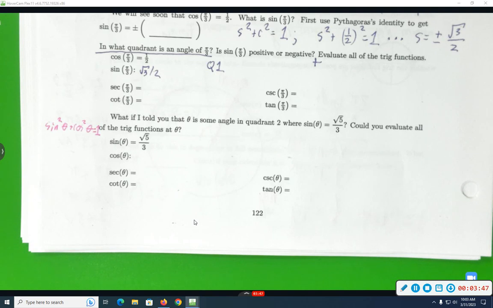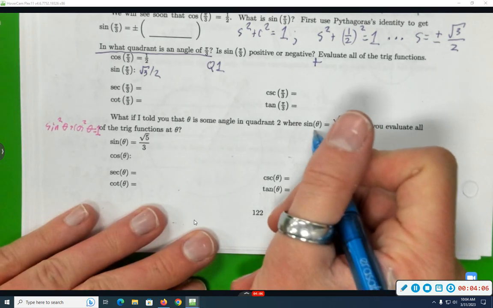So, here's one certain fact. Sine squared plus cosine squared is equal to 1. Does the problem tell you what sine squared or cosine squared is? Yeah, what does the problem tell you? It tells you what sine is. So let's try that color coding. Sine is root 5 over 3.